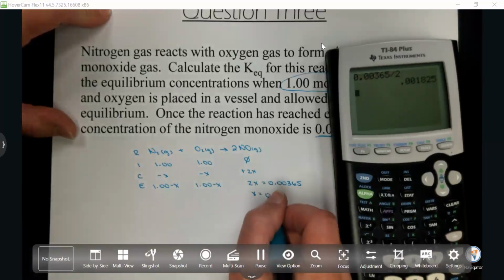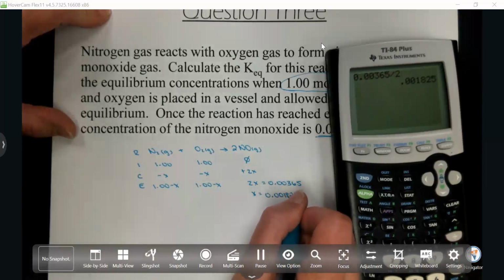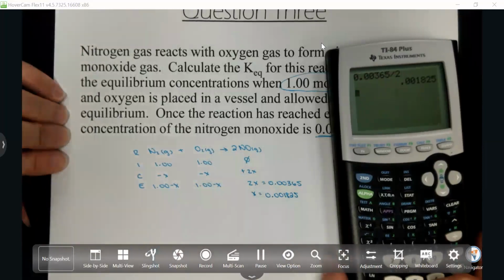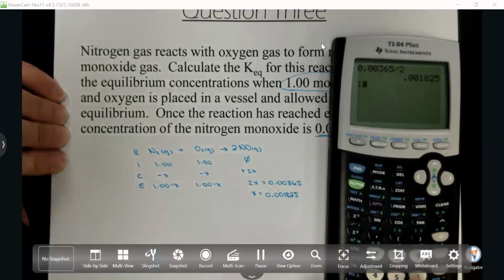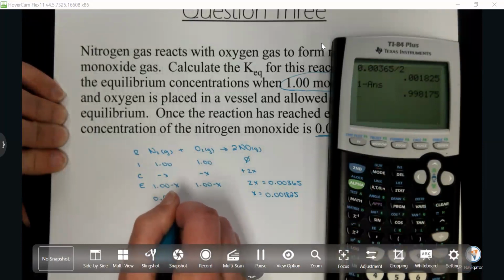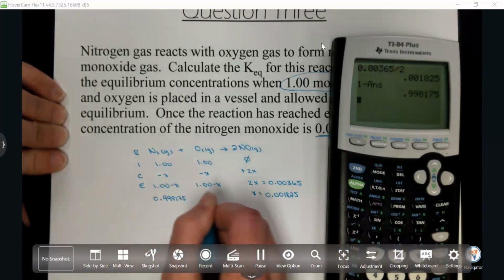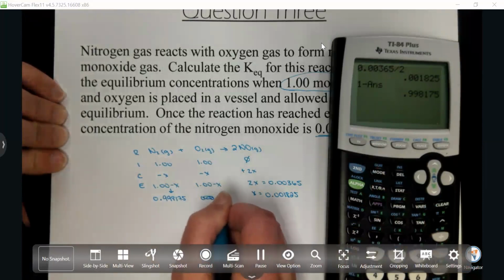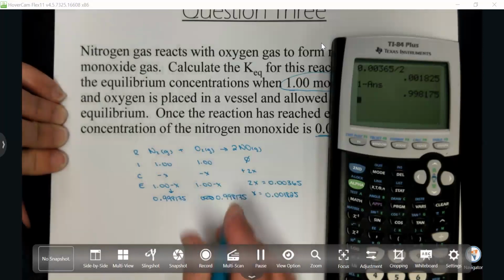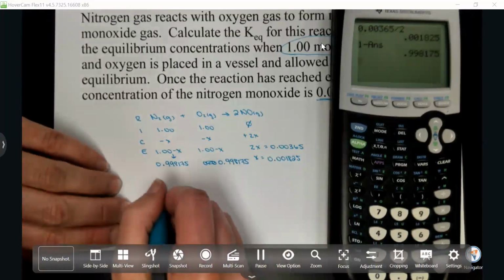So x is 0.001825. So now we can get our equilibrium concentrations of nitrogen and oxygen by doing 1 minus that value. So these are 0.998175. I will worry about sig figs later. Oops, that's not a 0, 0.998175.